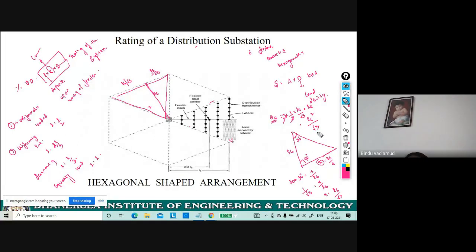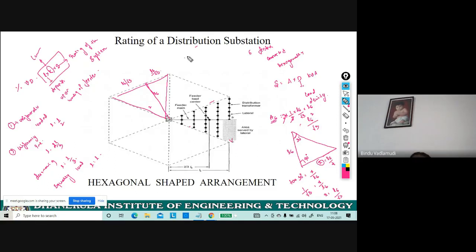What is the area covered by a single feeder? Is it the area of the substation or the area covered by the single feeder? Single feeder, ma'am. Yes, what is the area covered by the single feeder? A6 is equal to L6 square by root 3.